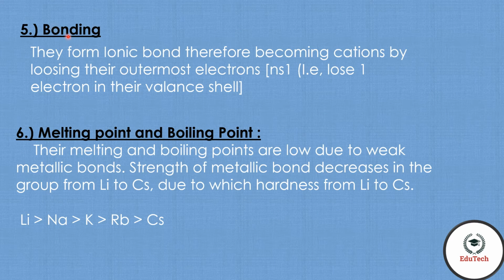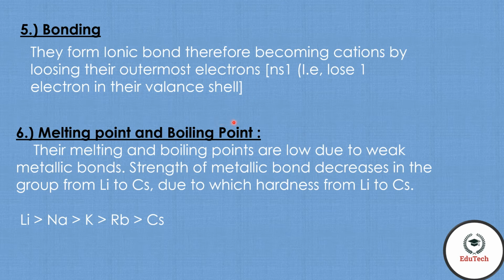Now bonding. As I said in general characteristics, they form ionic bonds, therefore becoming cations by losing their outermost electrons. That is, they lose one electron from their valence shell. That is the last shell of their atom.